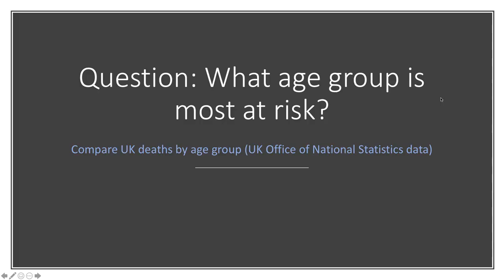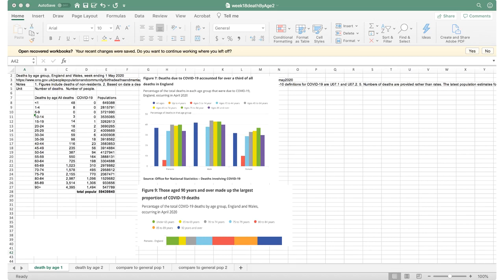A second question is what age group is most at risk? So students can compare UK deaths by age group using data from the UK Office of National Statistics. This is a different type of data. It's not deaths over time, but it's using week 18 of 2020 as a case study. These are actually the charts from the Statistics Office. I don't think they're very clear. They don't illustrate the disproportionate numbers of elderly people's deaths.